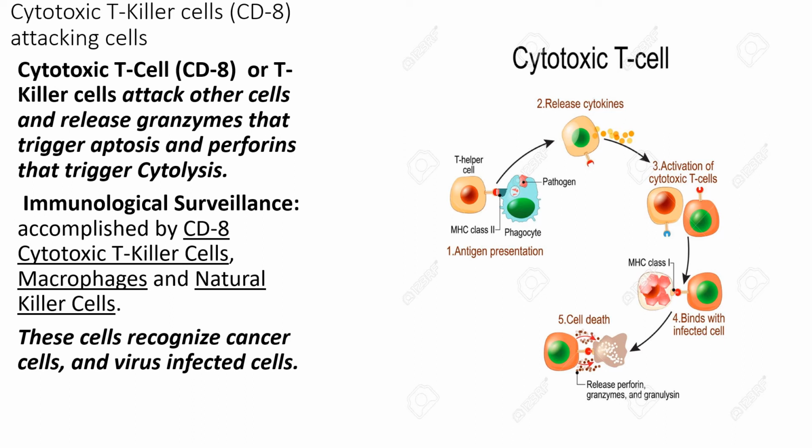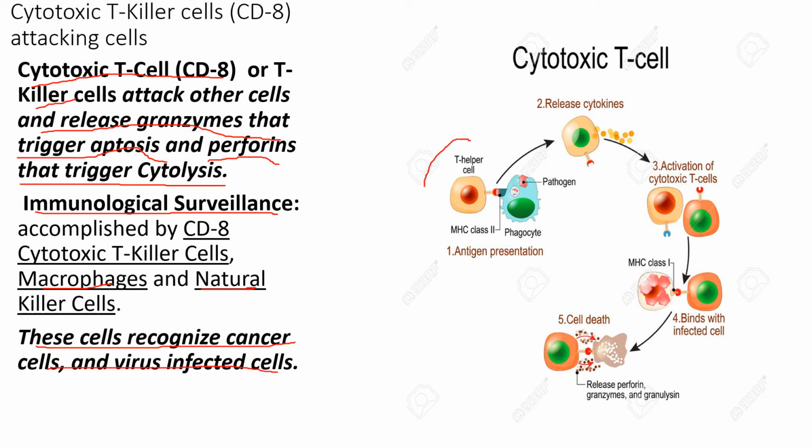So let's talk about how a cytotoxic T cell does attack. So here, cytotoxic T cells, or CD8 cells, or T killer cells, attack other cells and release granzymes. They trigger apoptosis, and they make perforins that trigger cytolysis. We've talked about this already, right? So they also are your immunological surveillance cells, and working together with macrophages and natural killer cells, the CD8 cells that are already programmed are going to be surveying to see if that one specific bacteria is out there. And they also can recognize cancer cells, virus-infected cells as well.